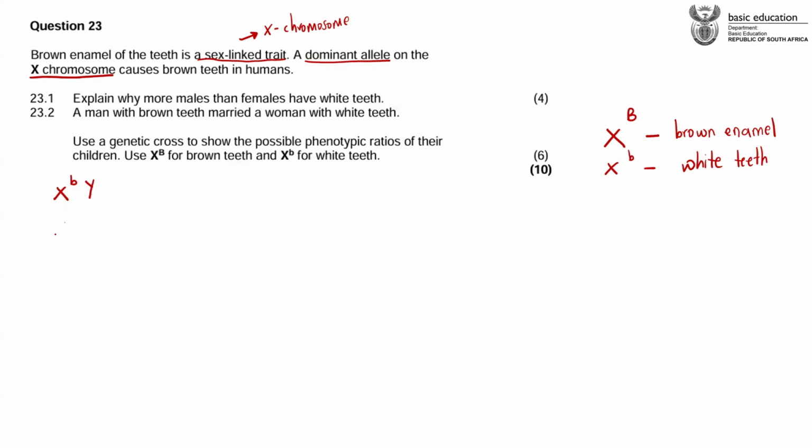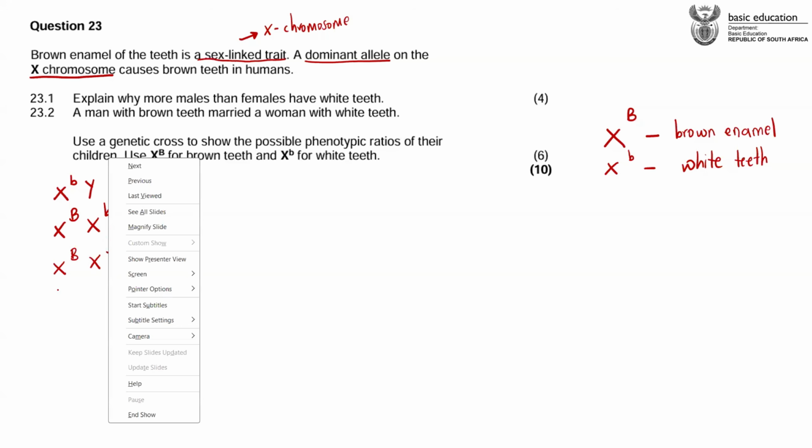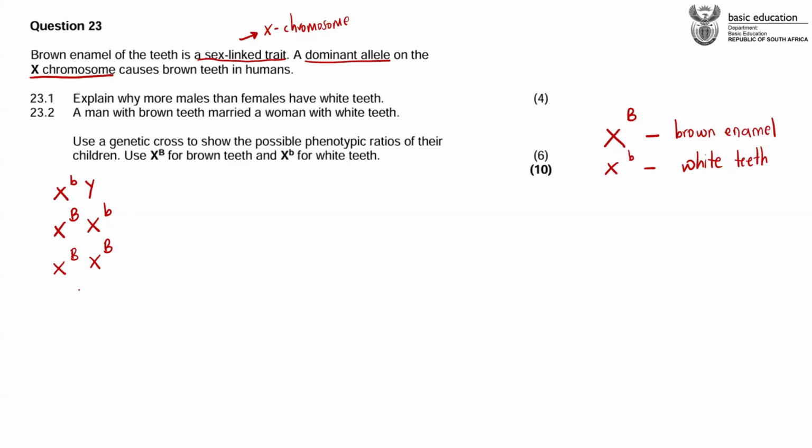But for females, we can have combinations such as these ones. The last combination possible is this one for females. So basically, for females to end up having white teeth, especially for this condition, is going to be very difficult because they would need to have what? They would need to have two recessive alleles for that to happen, because the recessive characteristic is only shown in the phenotype in the homozygous recessive condition.